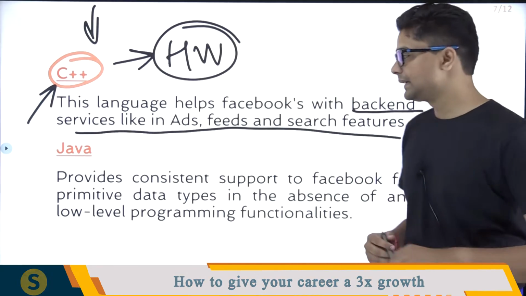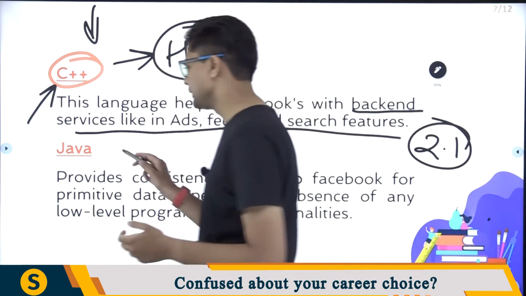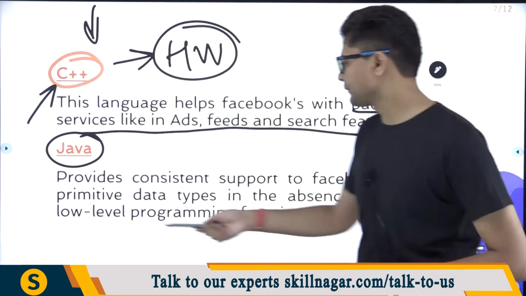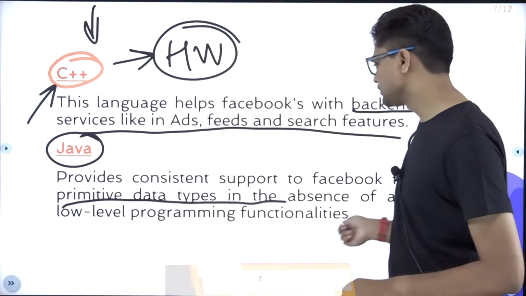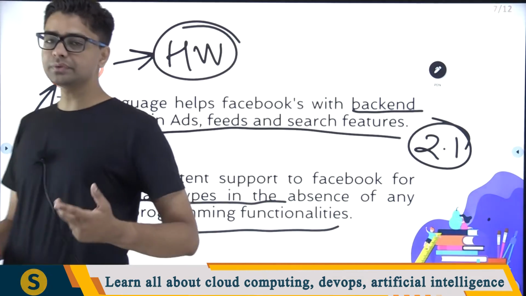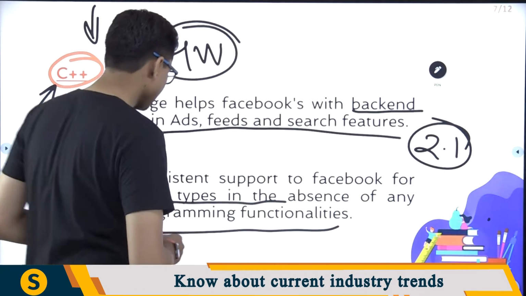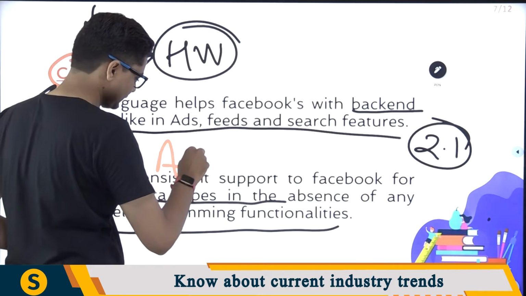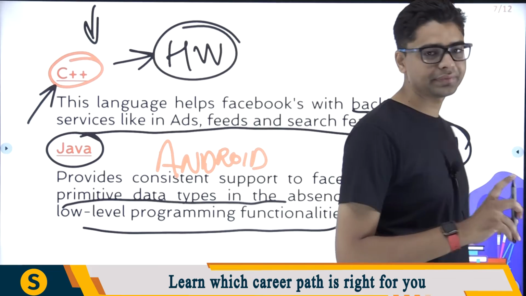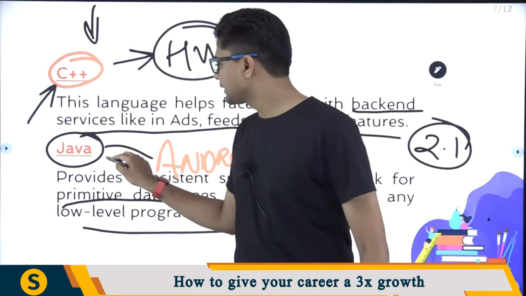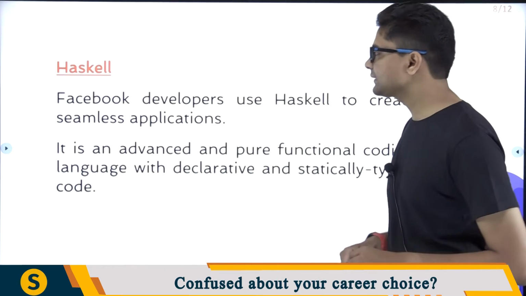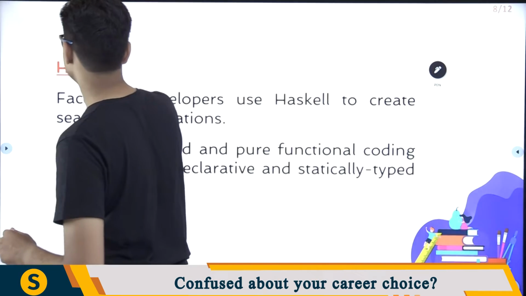The next language which is quite popular is Java. Facebook uses Java for primitive data types in the absence of any low-level programming functionality. But the second place where Facebook is using Java is their Android ecosystem. So try to understand, Java is a preferred language for the Android ecosystem.